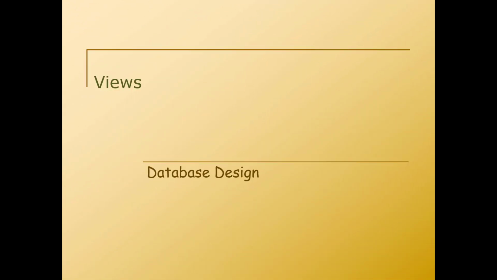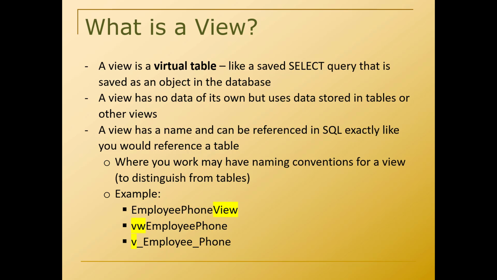In this video, we're going to look at a database object known as views. So a view is a virtual table. It's an object saved in the database that has no data of itself, but runs like a select query. In fact, the basis of a view are select queries. A view has a name and can be referenced in SQL like you would reference any other table.